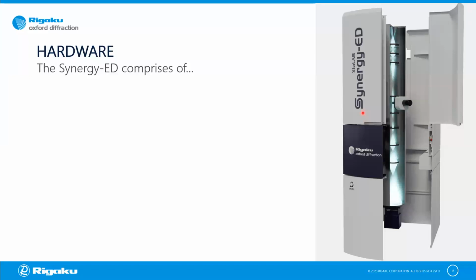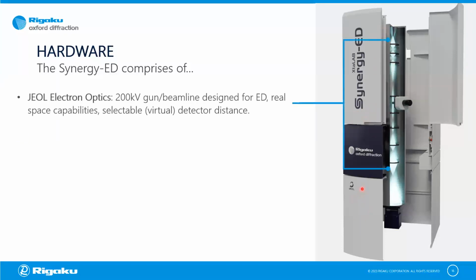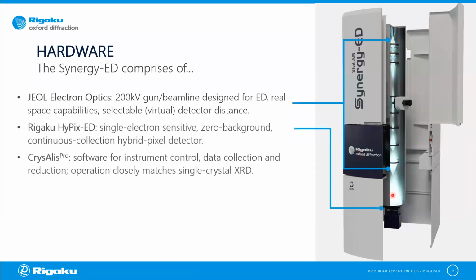Now, just a quick word about the hardware that I promised you. So here's, of course, only a rendering of how the instrument looks from the inside. What we have is a JEOL electron column. That's a combination of an electron gun here at the top, and then a beamline that is comprised of a set of electron lenses and apertures, which guides the electron beam on the sample and then further on projects it onto the detector. We have a hybrid pixel detector made by Rigaku.